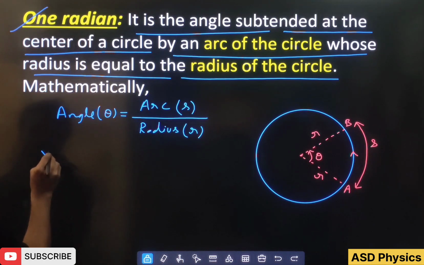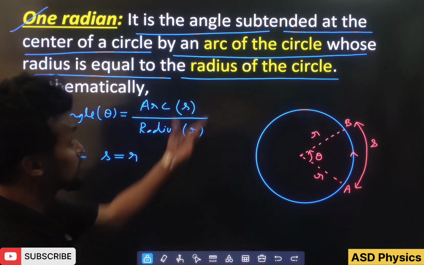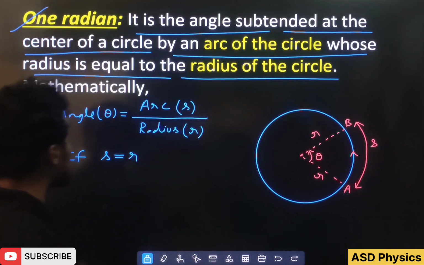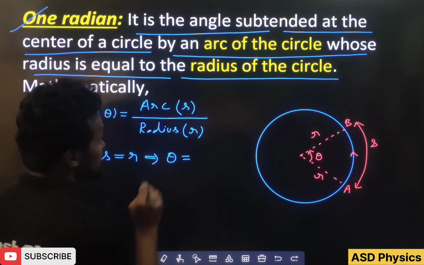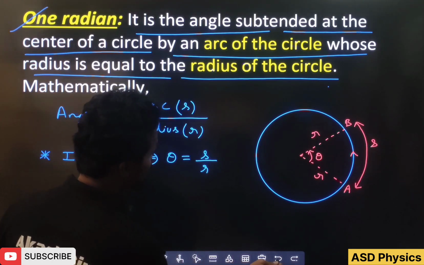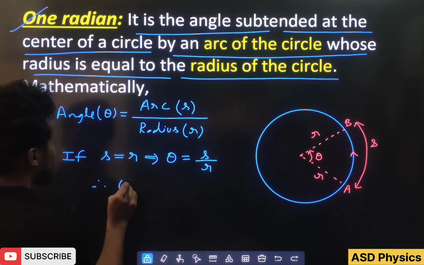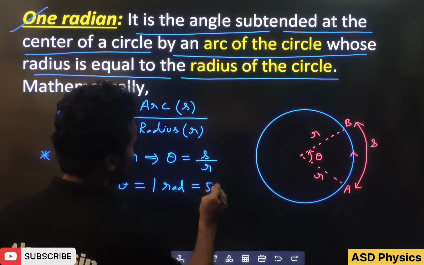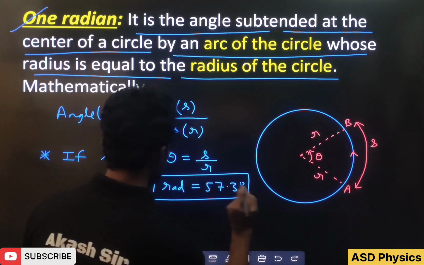What I am telling is that if S equals R, that is, the arc of the circle is equal to the radius of the circle, then this angle theta will be S by R, and both are equal. So we will get theta equal to 1 radian, and this is equal to 57.3 degree. Later we will see it in detail also.